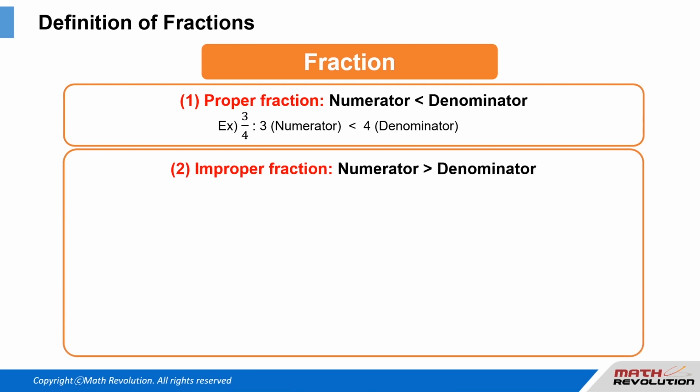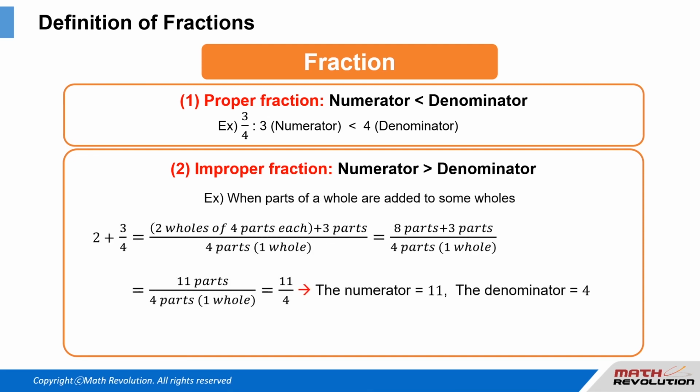A fraction is said to be an improper fraction if the numerator is greater than the denominator. An improper fraction arises when parts of a whole are added to some wholes. For example, 2 plus 3 over 4. 2 plus 3 over 4 equals 2 wholes of 4 parts each whole, plus 3 parts over 4 parts by 1 whole.